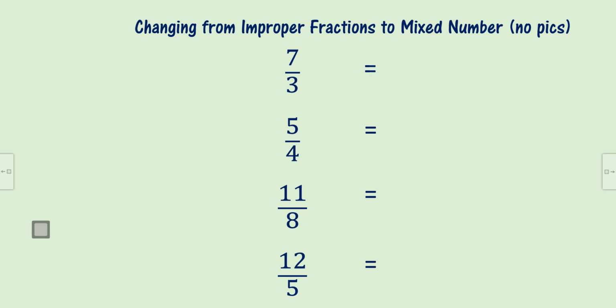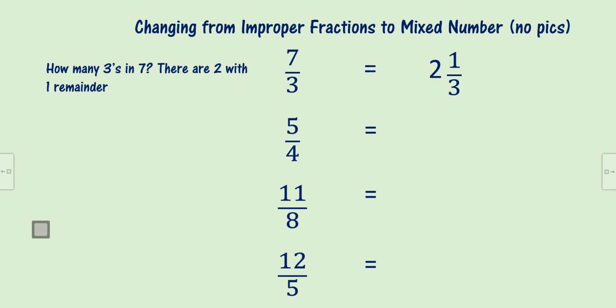Okay, well, what we have to see is how many 3s we can get out of 7. And the answer is we could get 2. 3 2s would give us 6. And then we've got 1 remainder. So the answer is 2 1/3. Pause it, have a go at the next ones, and see how you get on.